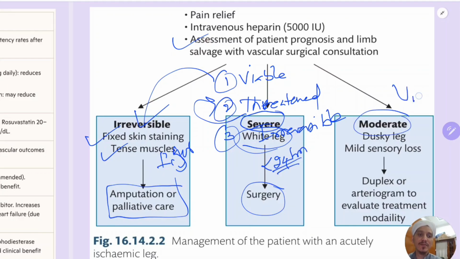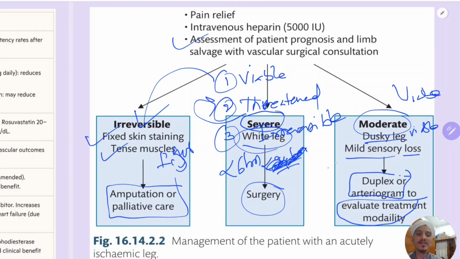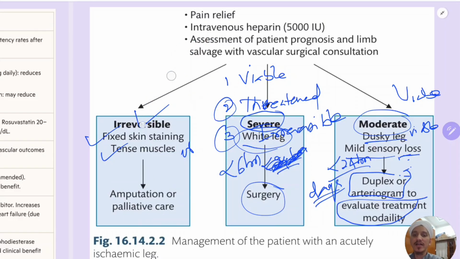Moderate is nothing but viable. Okay, dusky leg and mild sensory loss. Okay, sorry, I said this wrong. Severe is nothing but you plan surgery within 6 hours. Moderate is nothing but threatened. Viable, this is nothing but viable. So here you will take duplex or CT arteriogram to evaluate the treatment modality, meaning you are taking some time. Surgery should ideally be done within 24 hours here, or it can be done within days. It should be done electively. So this is elective. So the decision, I will just say.